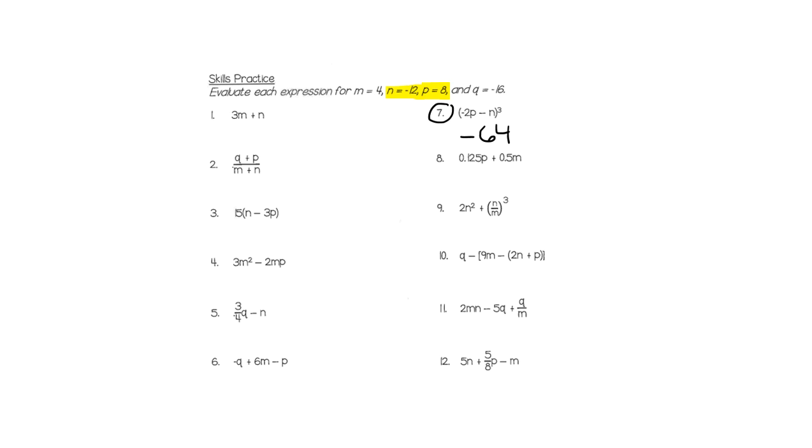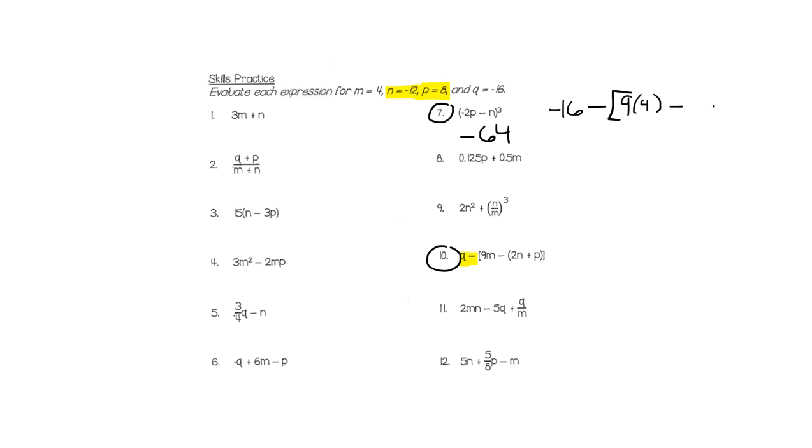Let's do number 10. Okay, on number 10, we have q, subtract, inside the brackets, 9 times m minus, in the parentheses, 2 times n plus p. So here we go. Instead of the q, that's going to be negative 16. Then we have our subtraction sign. Remember, I'm writing this exactly like it is. And then we have our 9 times m, and our m is 4.